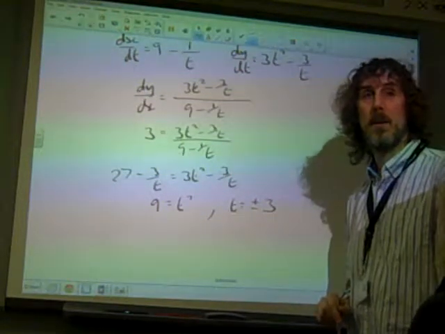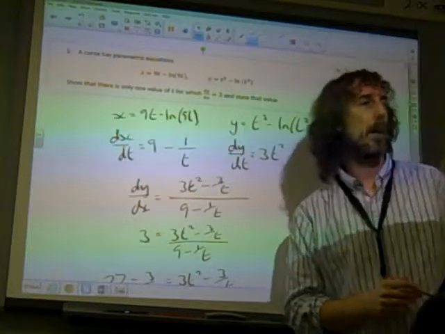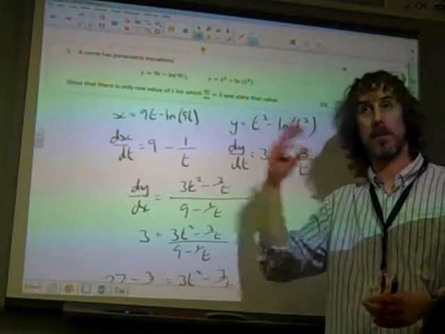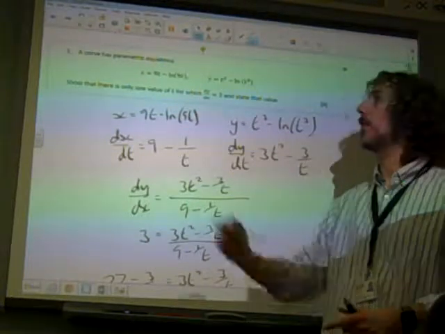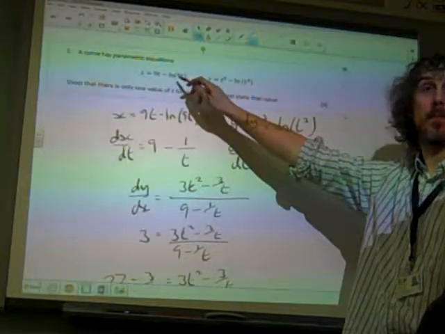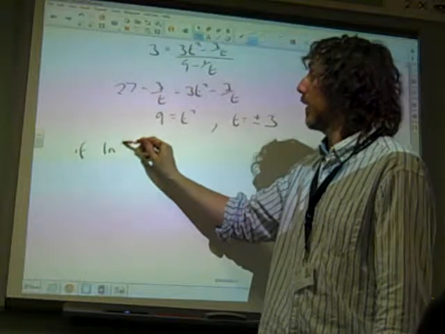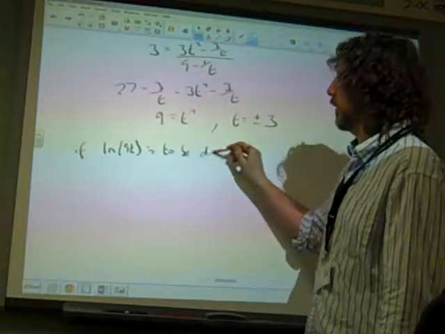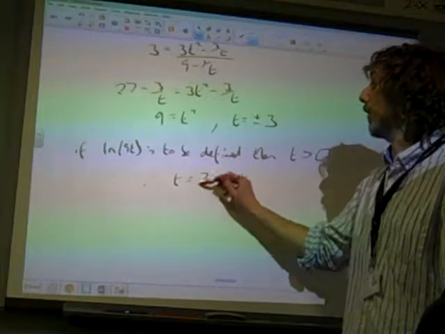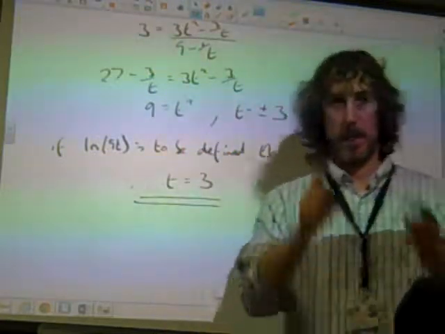The question said show that there is only one value and find this value. And then we look back to the original equation and realise it was all about logs. And with logs, you must put a positive value into it. It's only defined for positive values. So right from the start of the question, implied in the way that this was set up, is that t is greater than 0. If t is greater than 0, the only value that we can accept is t equals 3. That was it. And that's maths.